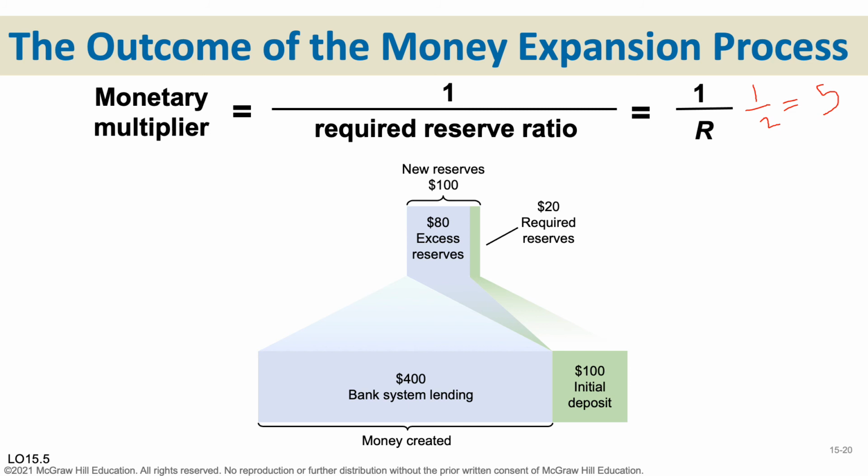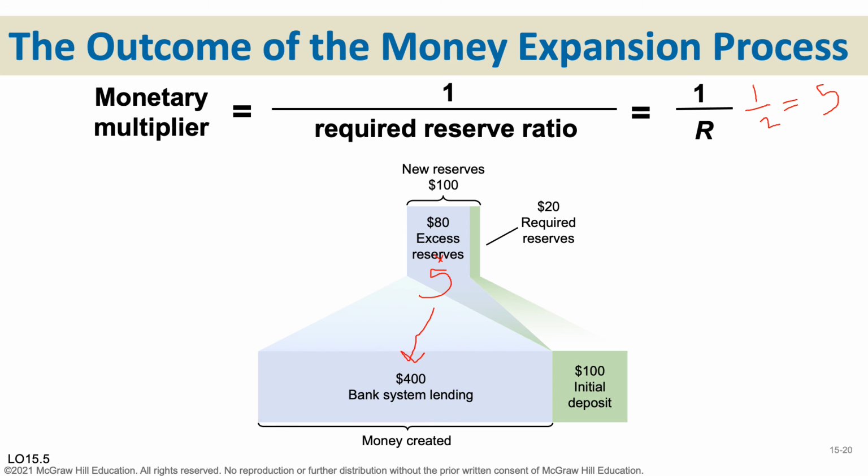Okay? So when we deposited that $100, $20 of it was required reserves because 100 times 0.2 is 20. The rest is excess reserves. And the excess reserves, not the whole deposit, the excess reserves gets multiplied by the money multiplier. So 80 times 5 means that we're going to be able to create $400 more dollars.